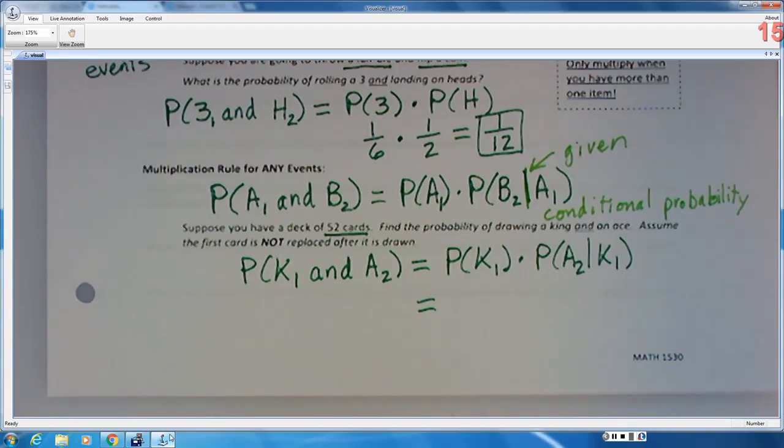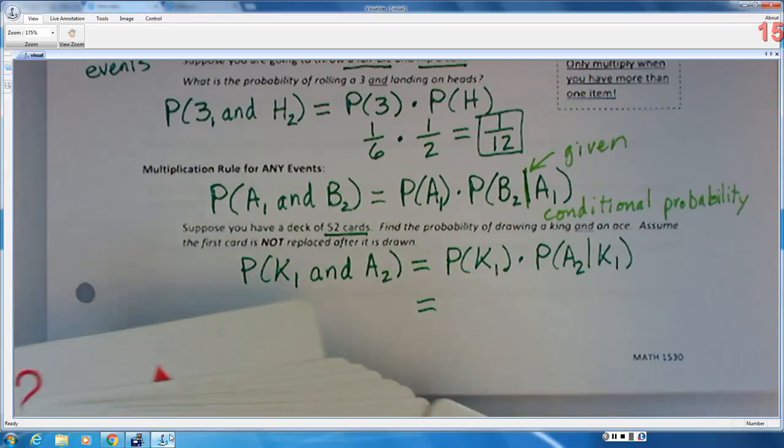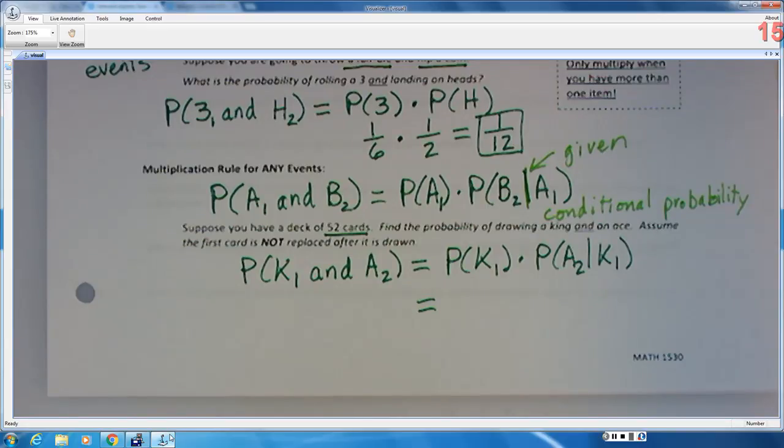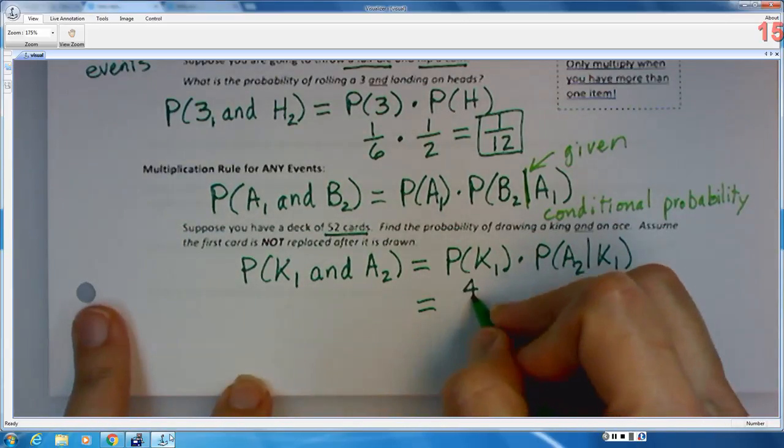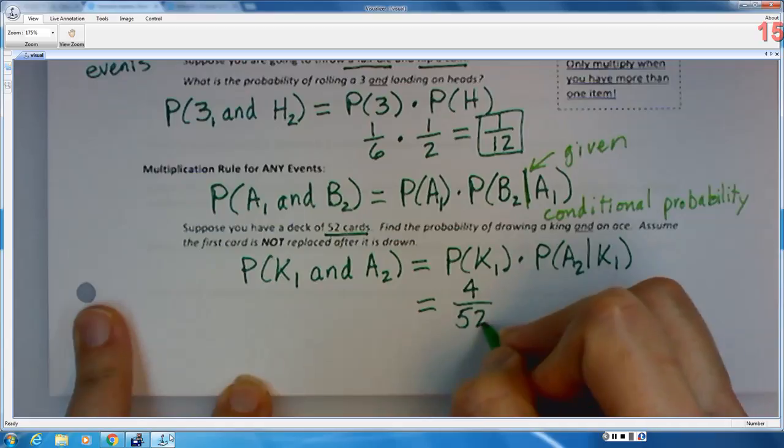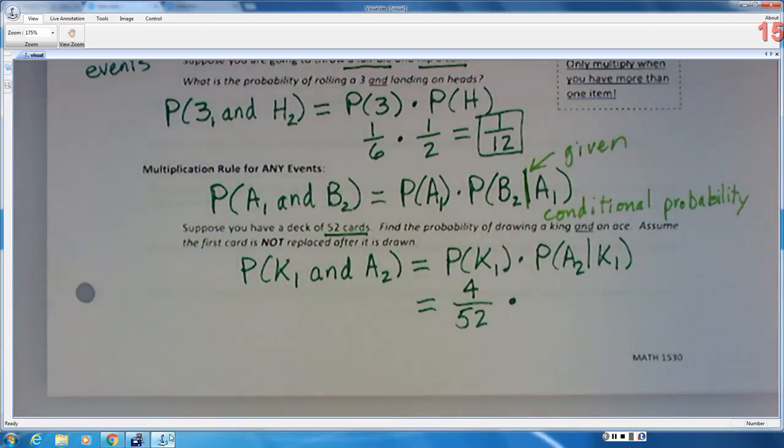Assuming this is a 52 card deck, I got a deck of cards. What's the probability of drawing a king out of a deck of cards? A lot of people don't know that anymore, but there are four kings. Before I pick, I have to take the jokers out, so there are only 52 cards. We have 4 kings out of 52. Don't reduce it, just write it like that.